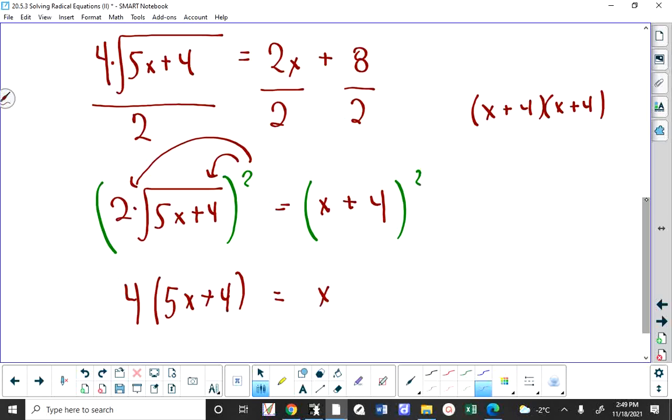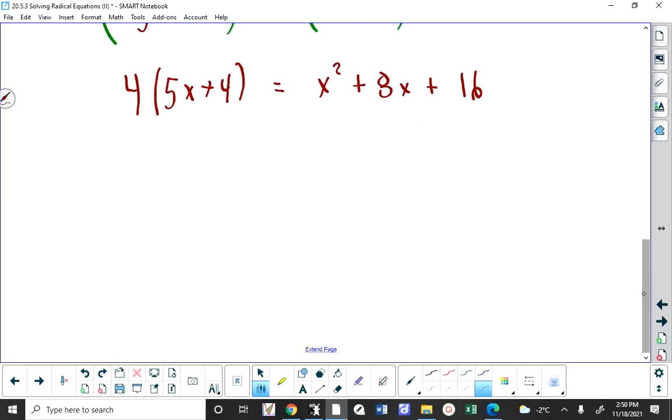which will give me x squared plus 8x plus 16. Can you check my arithmetic there just to make sure? I mean, it was just 30 seconds ago I thought 2 squared was 2, so looks good. We can expand this out and write 20x plus 16.